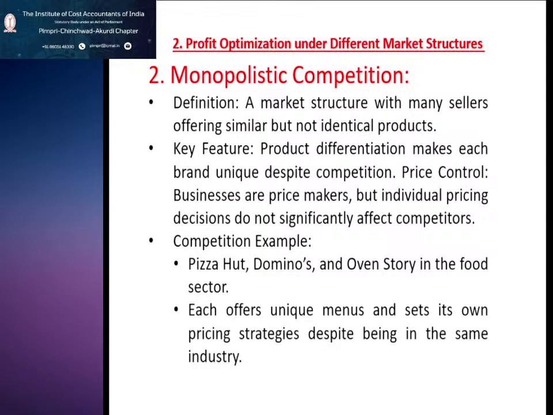Now let's go to the second market structure in imperfect competition, or rather the imperfectly competitive market. The second type is monopolistic competition. Now what is meant by monopolistic competition? It means a market structure with many sellers offering similar but not identical products. The key feature here is product differentiation, which makes each brand unique despite competition.